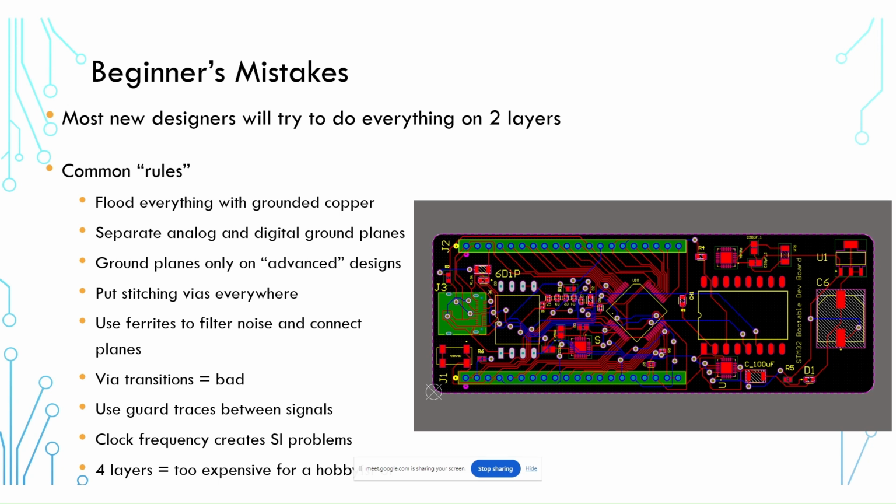And then there's kind of a contradictory rule on top of that, which is that you only need ground planes on whatever an advanced design is. It's not clear what advanced design is supposed to mean, but the common beginner's mistake is that, well, I don't need a ground plane. But if I do, I should separate them into analog planes and digital planes. The next one is to put stitching vias everywhere. I think there's a misunderstanding of why stitching vias are used, but nevertheless, the beginner's mistake is to put them everywhere.